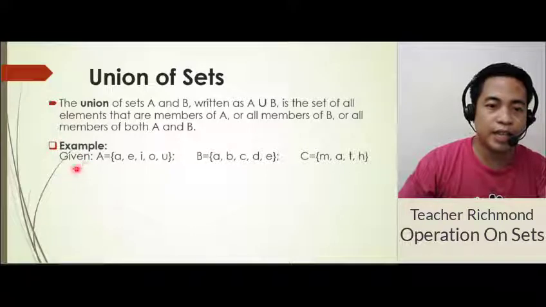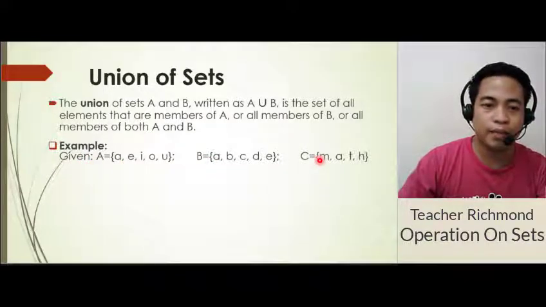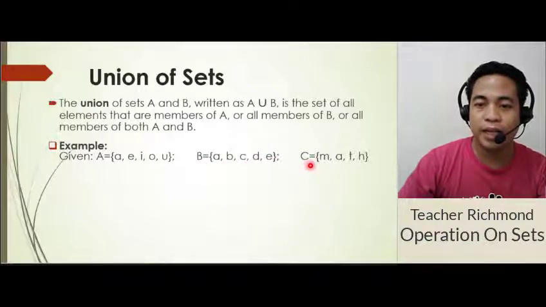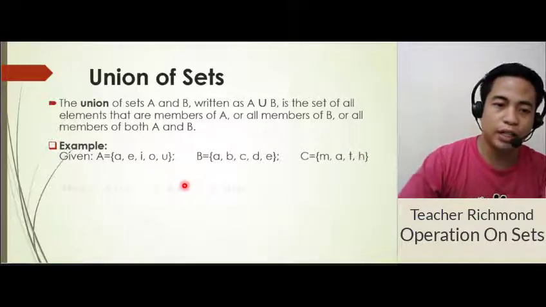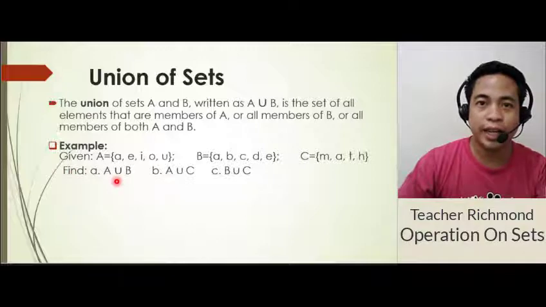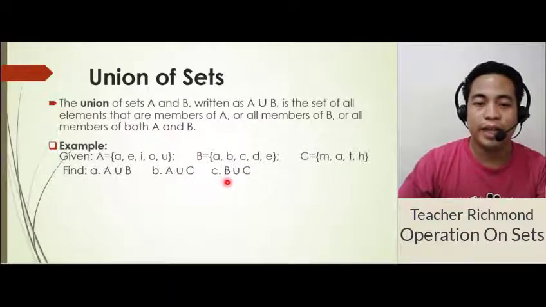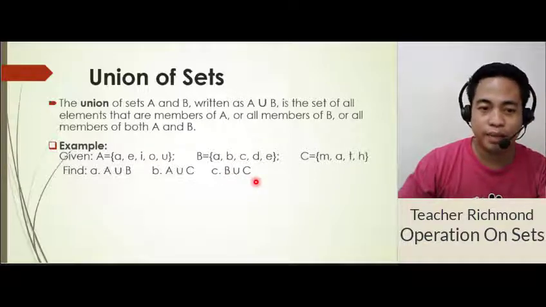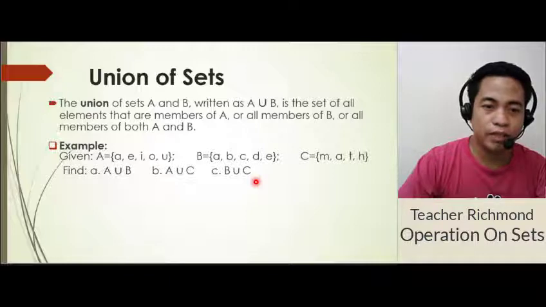We are given sets here: set A, set B, set C. The elements of set A are E, I, O, U. Set B has A, B, C, D, E. And the elements in set C are M, A, T, H. So we are going to find the union of set A and set B. We are also going to find the union of set A and set C. And the next one, we are going to find the union of set B and C. Okay, so here's the solution. Here's our answer.